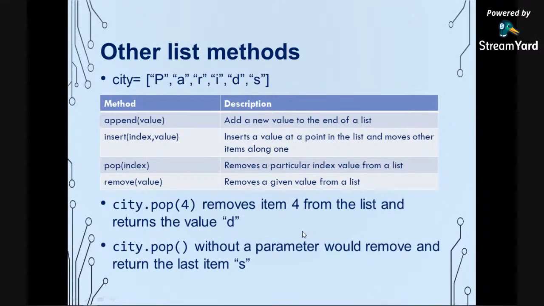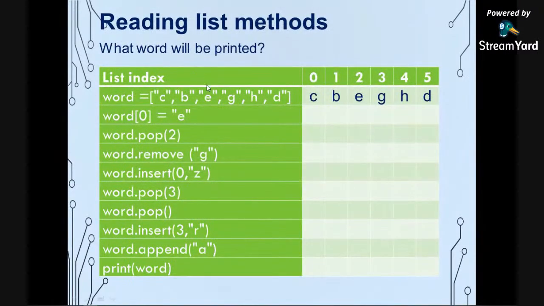Okay, so I'm going to go through, because I know this is a bit confusing, and give you an example of how this works. Okay, so our word is C-B-E-G-H-D. So I've got C-B-E-G-H-D in, and I've put it into a nice little table for you, so you can recognize which items are in the different places. So index 0, index 1, index 2, index 3, index 4, index 5.